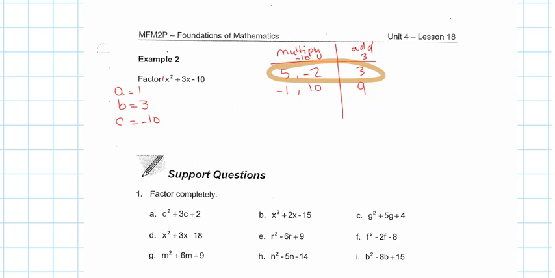So that means that's going to factor to x plus 5 and then x minus 2. That's it. Okay?